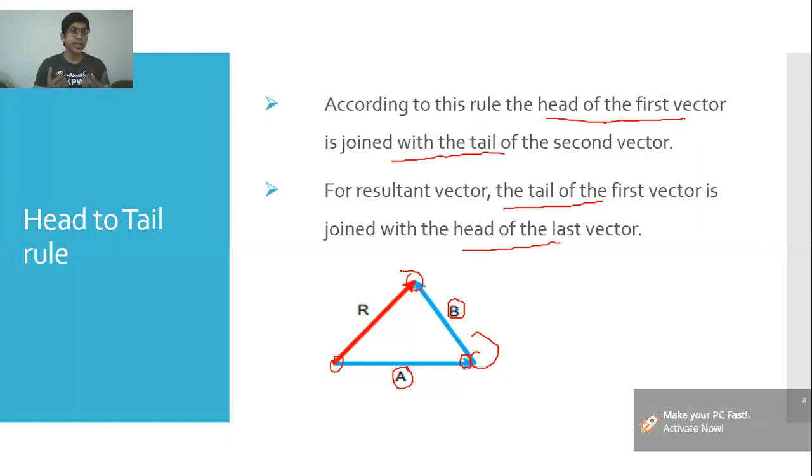Very simple, as the name defines, head to tail. The head of the first vector to the tail of the second vector, and for the resultant vector, the tail of the first vector to the head of the last vector. So this is the head to tail rule. Now we will look at an example and see how this rule is done practically.